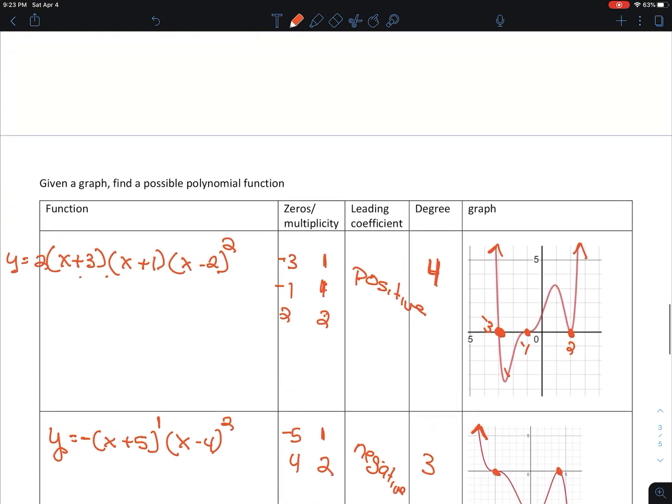Okie dokie, boys and girls. That's it for graphing based upon multiplicity and the degree and the leading coefficient.